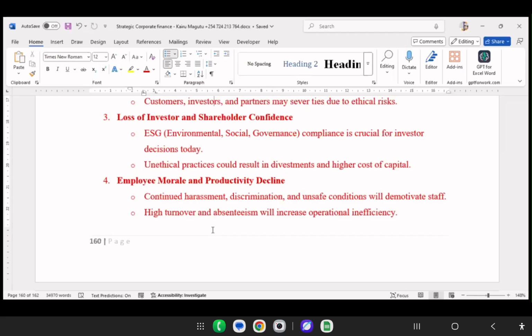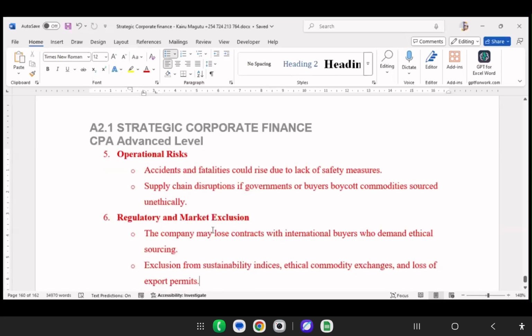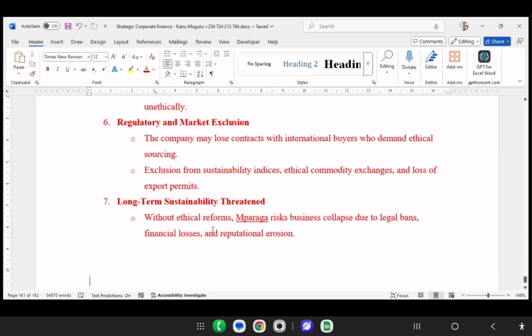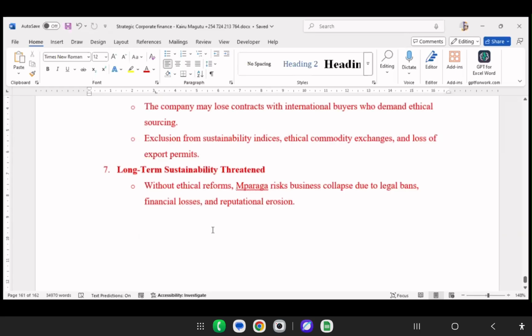Employee morale and productivity. Employee morale will be reduced. Operational risk, like accidents at the place of work. Regulatory and market exclusion, that is, the company may lose contracts with international buyers who demand ethical sourcing. The last item could be that long-term sustainability is threatened. The company is exposed to possible failure in the near future.